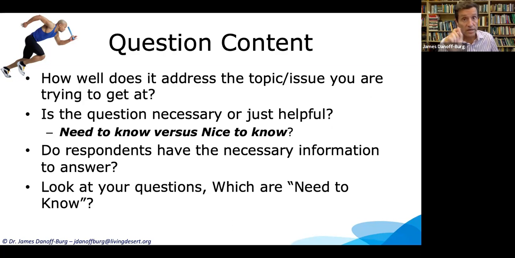Do you need to write additional items? And if so, in what format? Which of the qualitative or which of the quantitative, and whether you want a qualitative open-ended question in there. So do you have all of the information that you need to know to answer your research question? Not only are your questions need to know questions, but do you have all of the need to know questions in there that you need to know?